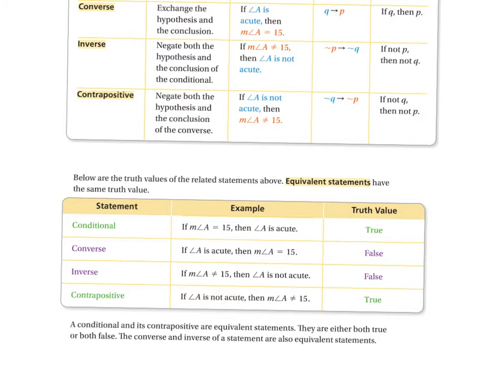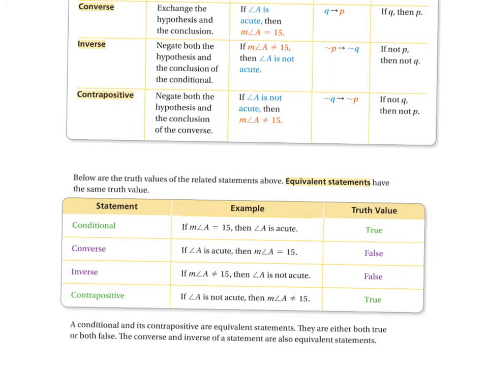The inverse, remember that's not P, then not Q. So if the measure of angle A is not 15, then it is not acute. Well, that's not true. Like we just said, you can have other acute angles that are not 15.